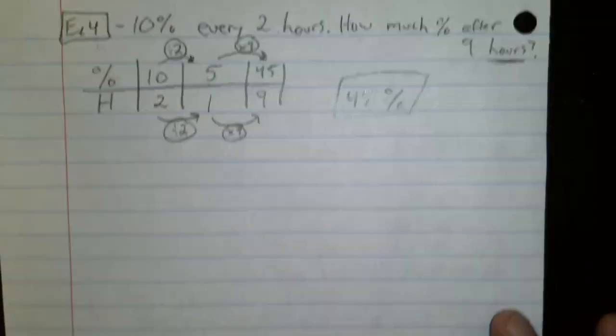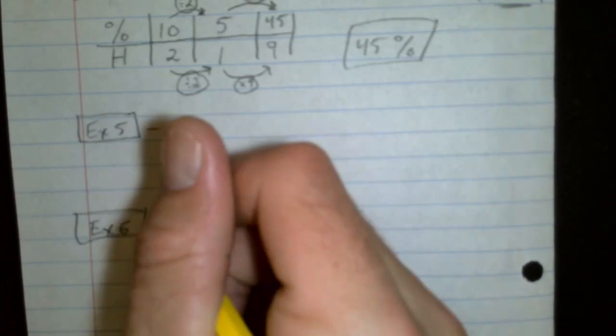Go ahead and try examples 5 and 6 on your own. Number 5 says $40 every 4 lawns. How much money after 9 lawns?